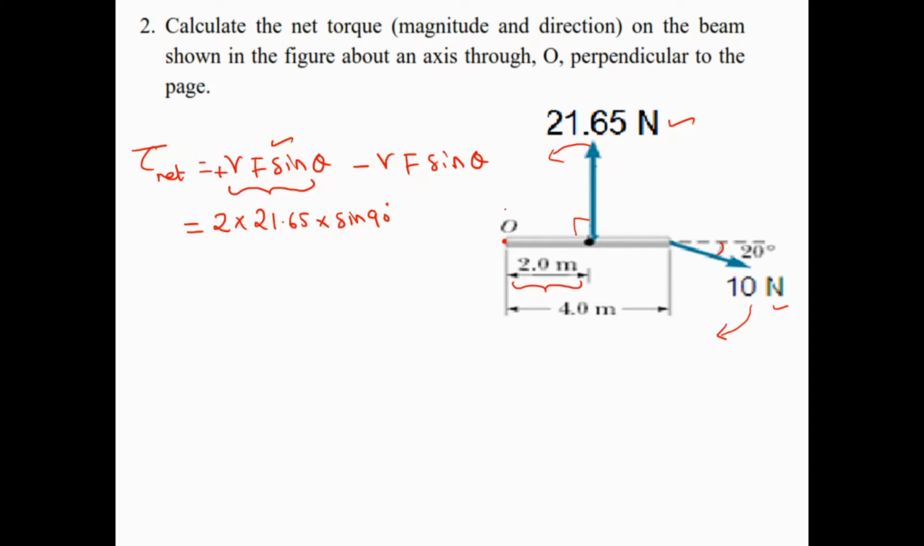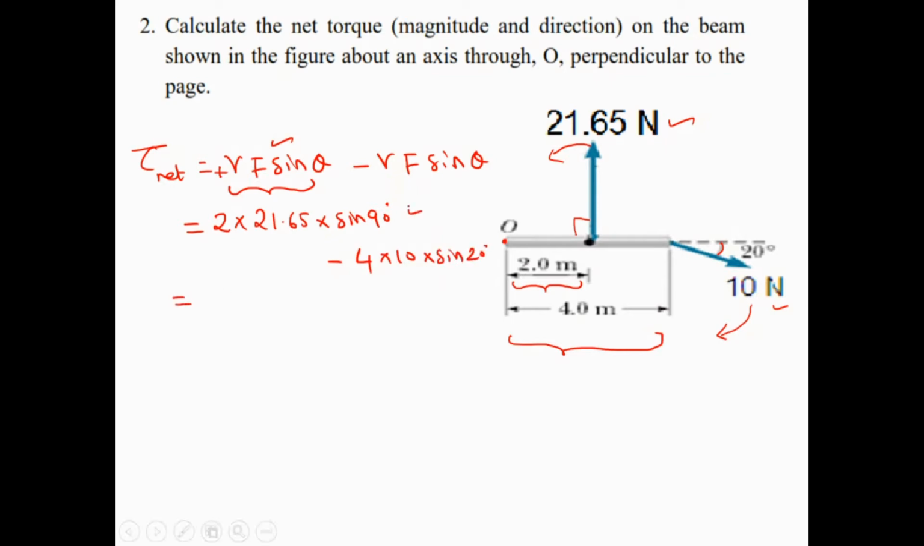Likewise, I have to apply the values for the second part. So here the sign is negative. But what is the R? You have to consider this is the total length of the beam for this 10 Newton force. So the R value here is 4. And then the force here is 10 Newton. So 4 multiplied by 10 multiplied by sine of 20 degrees.